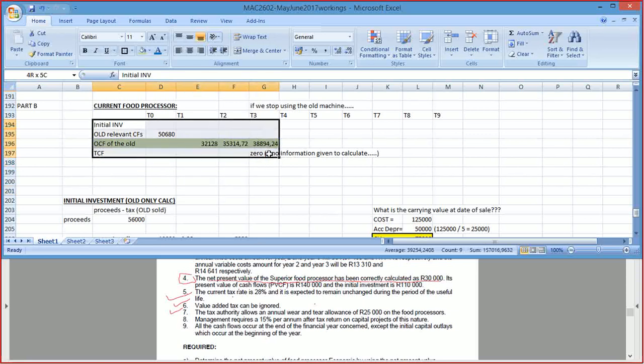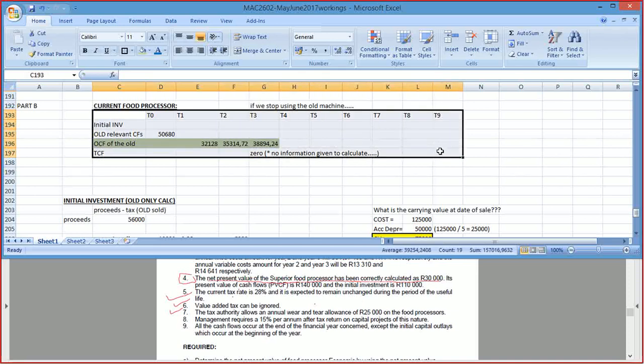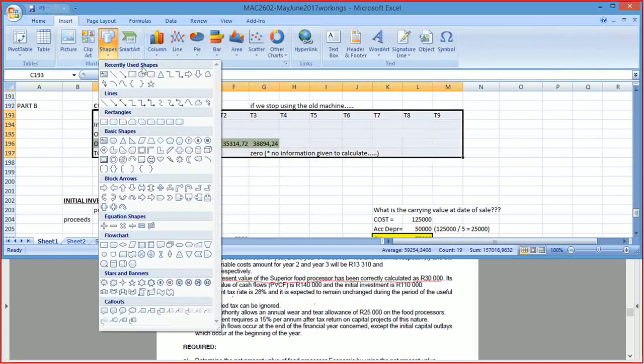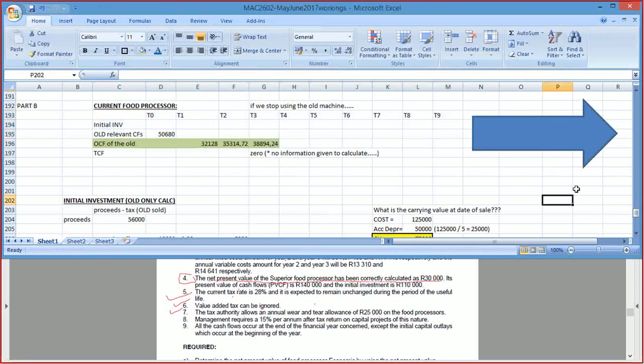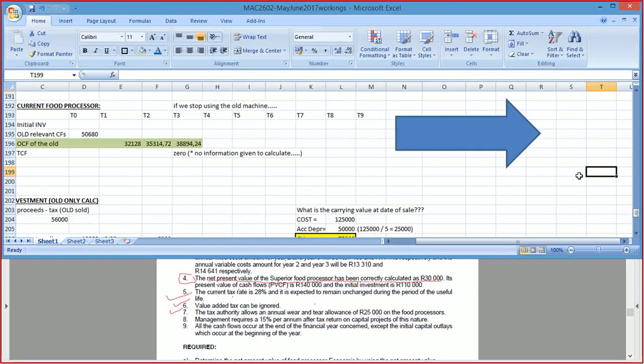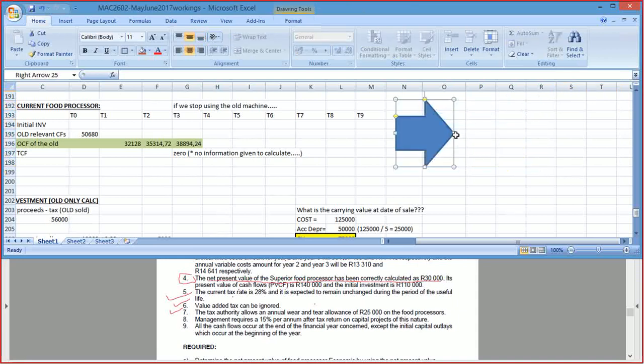Got that? Yes, sir. So now you've got these cash flows. These cash flows, you need to discount them back in time, to time 0. So now I need to use this, and I now need to do a cash flow calculation.